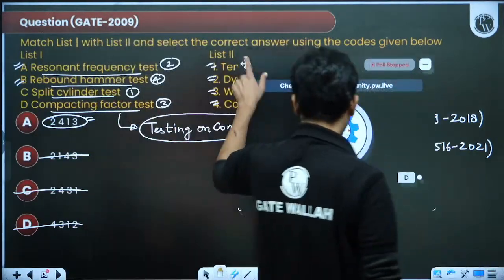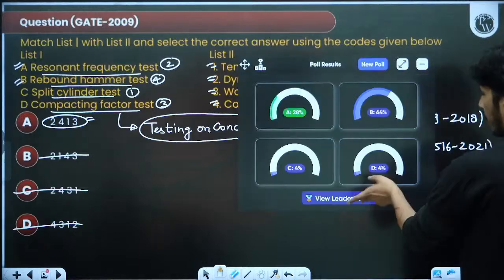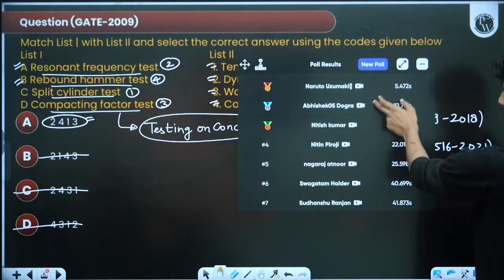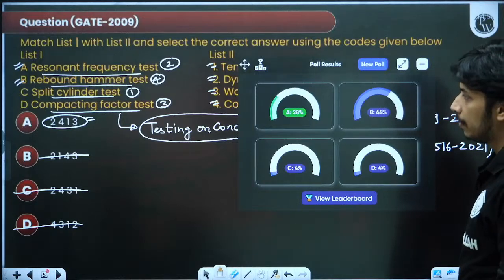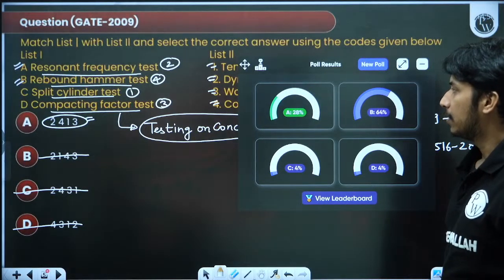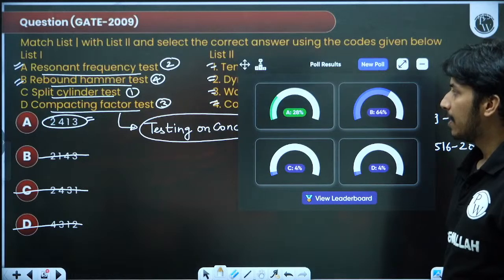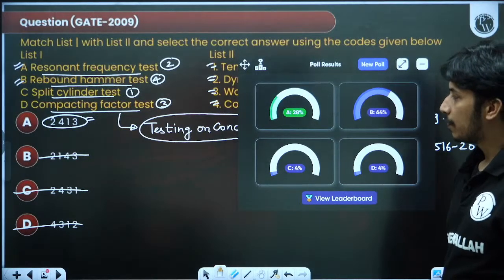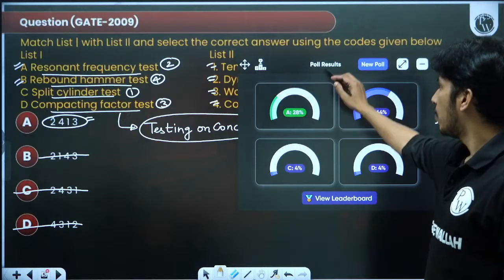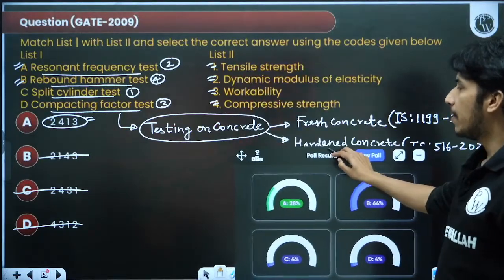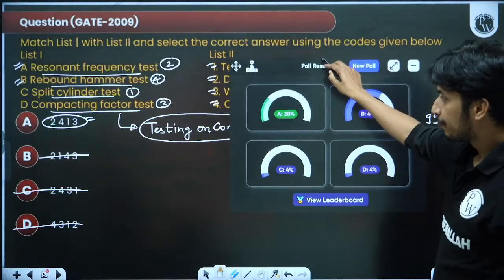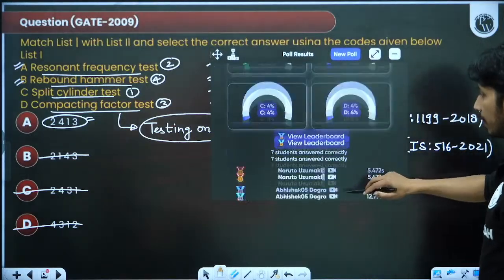2413 is given in A part. I think you guys have given, because I was observing that most of the students were giving. So no, very less number of students have given this answer. Very less number of students. A lot of students have given answer 2143. No, rebound hammer test is not for tensile strength. Rebound hammer test is again for the compressive strength. No, 2413 is the correct answer. Very less number of students have given.